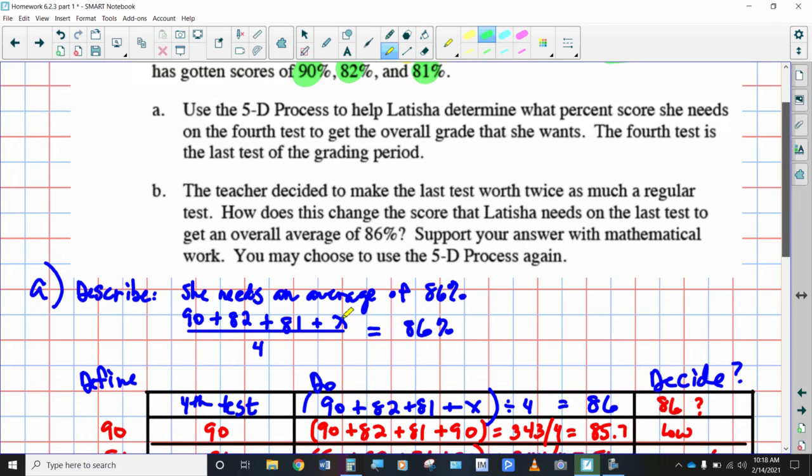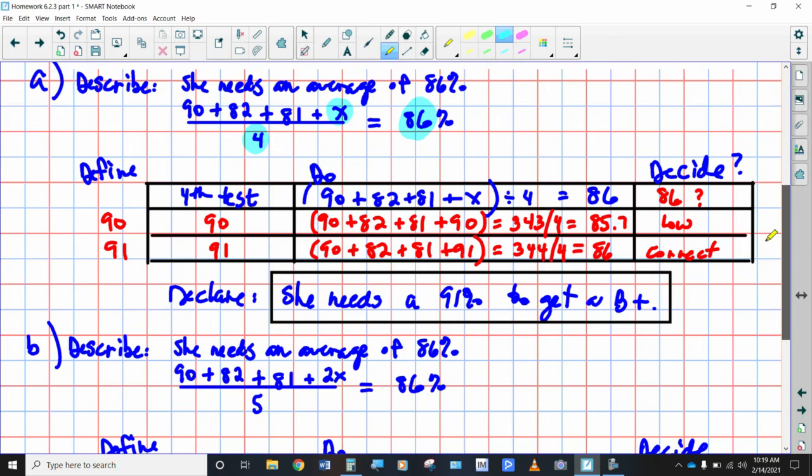So the next test that she scores is an unknown quantity, right? But we want it to give us an average of 86. So on the 4th test, we're going to have to divide the total sum by 4 to give us 86. So I would tend to use algebra to solve this problem. It's a little confusing. So with the 5D process, we can do a guess and check.